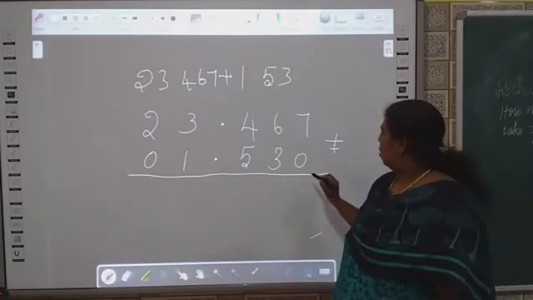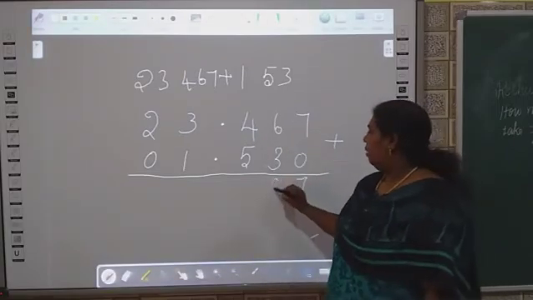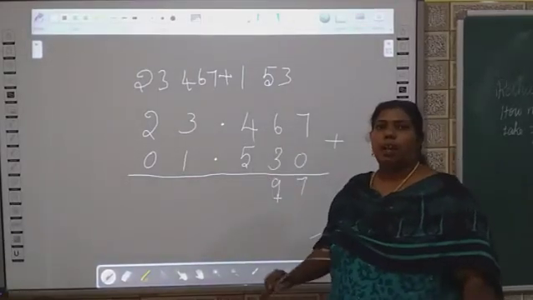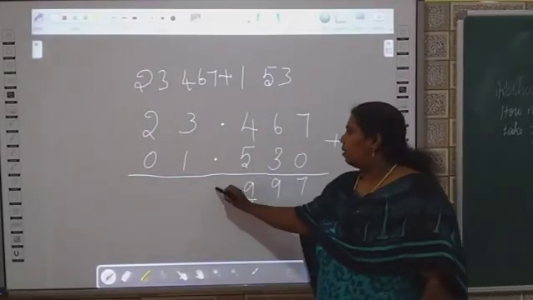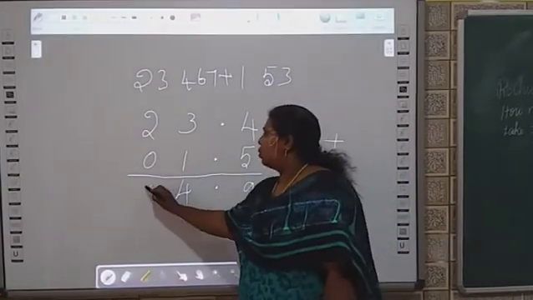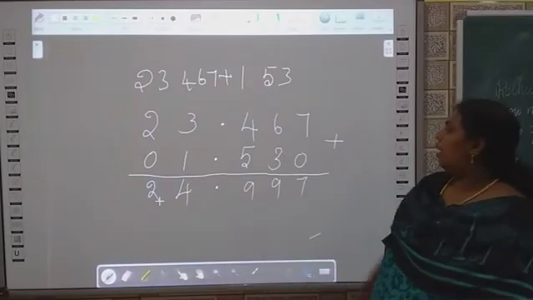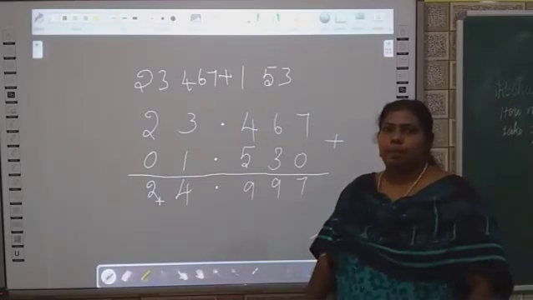Now add these two decimals. 7 plus 0, 7 only. 6 plus 3, 9. 4 plus 5, 9. Then 3 plus 1, 4. Here 2. What is the answer? 24.997. Right?